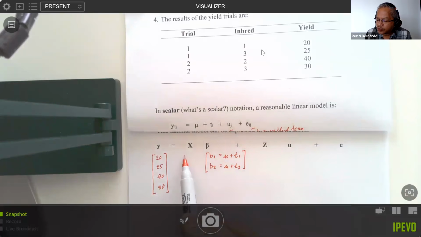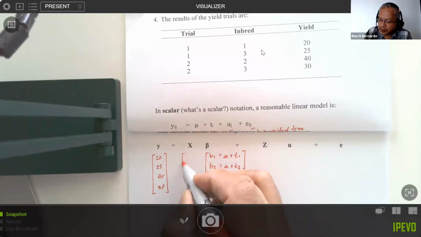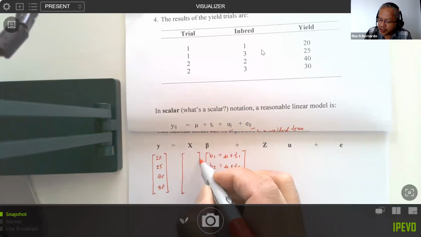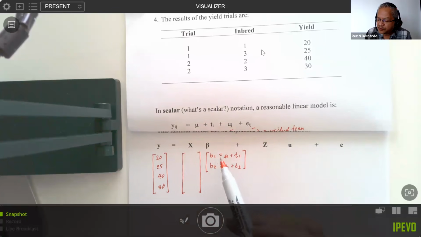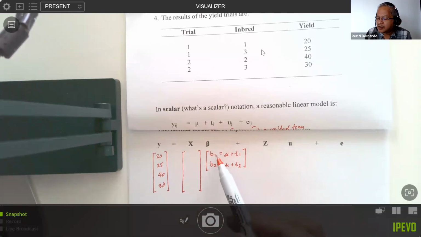The X then would relate each observation in Y to what I have here in beta. So beta has B1 and B2. We need to devise a way of relating each observation to the specific effects here. In this case, the incidence matrix would have 2 columns because there are 2 elements in beta, and it would have 4 rows because there are 4 observations that we need to tie to this B1 and B2.